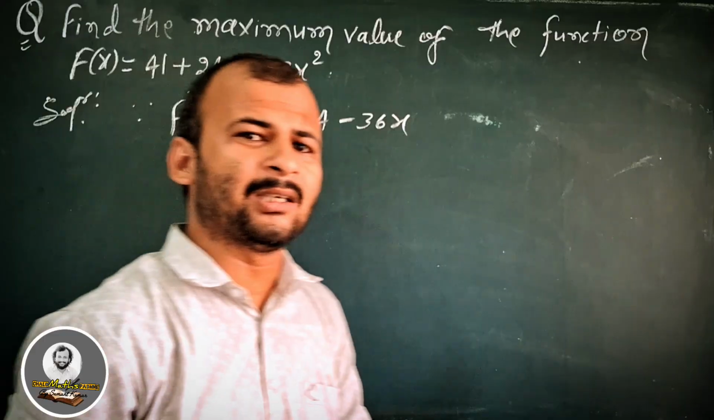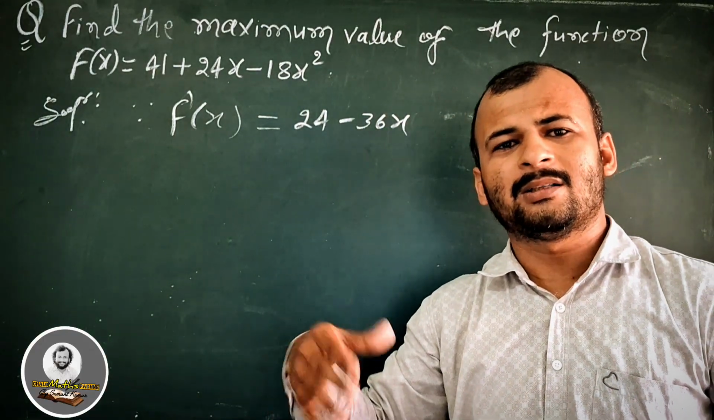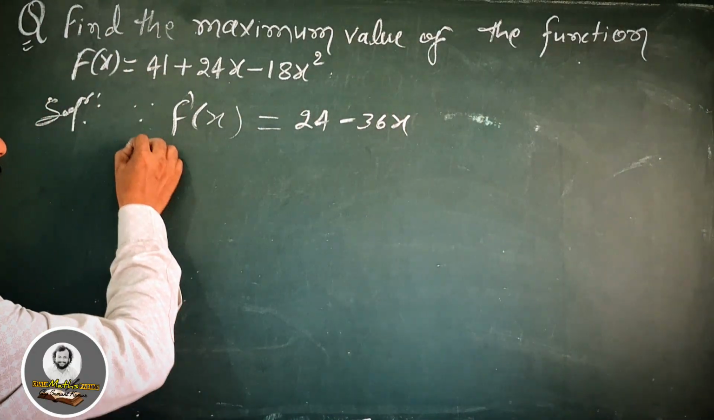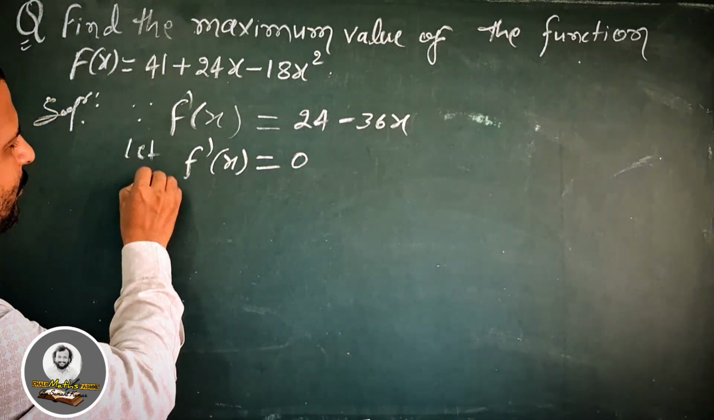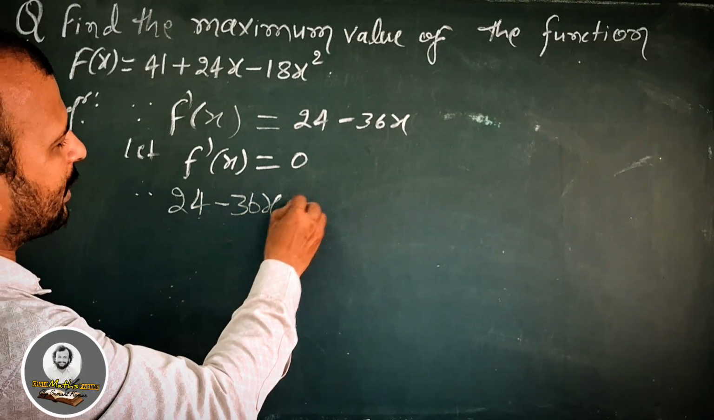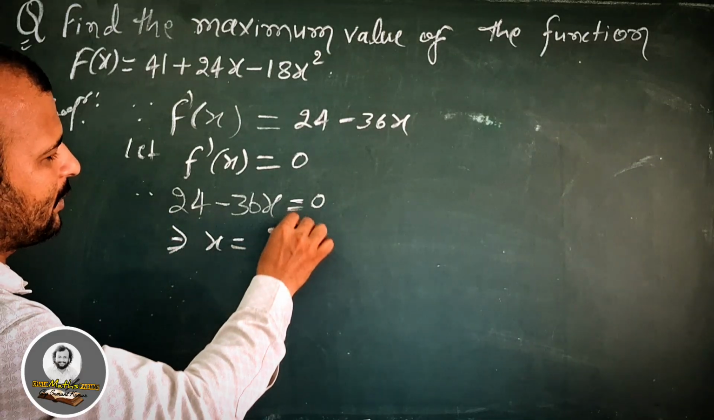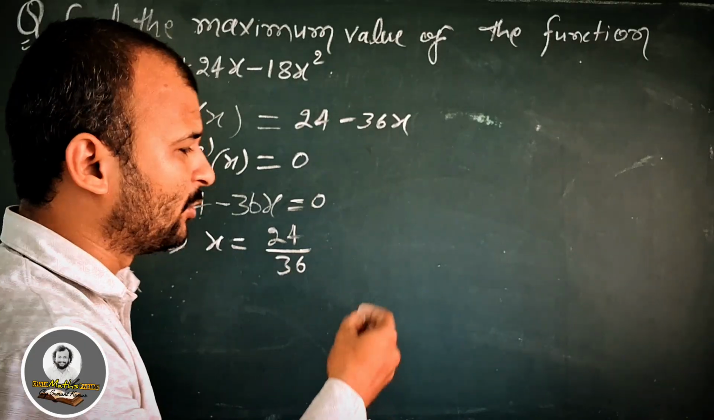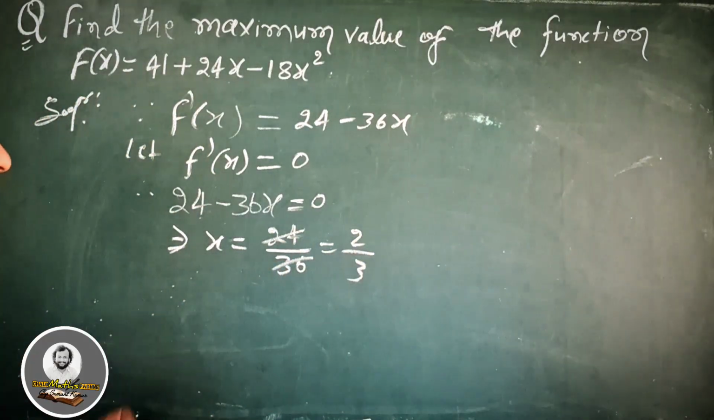Now we find the critical point, where the function neither increases nor decreases, right? So for this we let f dash x equal to 0. Therefore we get 24 minus 36x equals 0. Now x equals 24 by 36, and if we cancel the common factors from numerator and denominator, then we get 2 by 3.